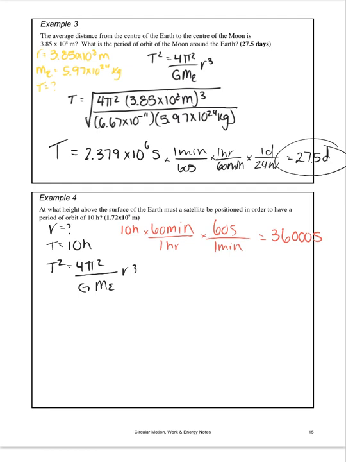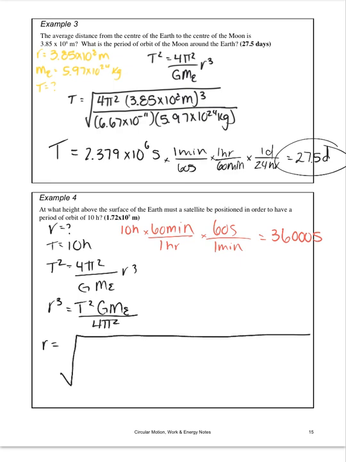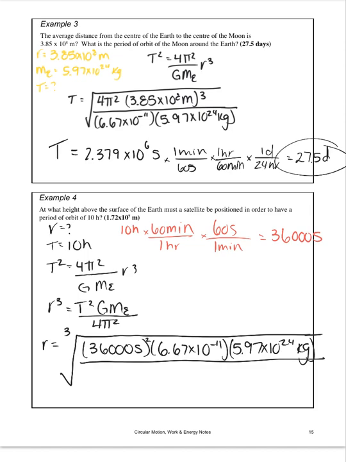All right, we have our formula where T squared equals 4 pi squared over G, mass of the Earth, radius cubed. If we're looking for radius, we get radius cubed is equal to T squared G, mass of the Earth, all over 4 pi squared. So radius is equal to the cubed root of 36,000 seconds times 6.67 times 10 to the negative 11 times the mass of the Earth is 5.97 times 10 to the 24 kilograms. All over, oh, sorry, period should be squared, 4 pi squared.